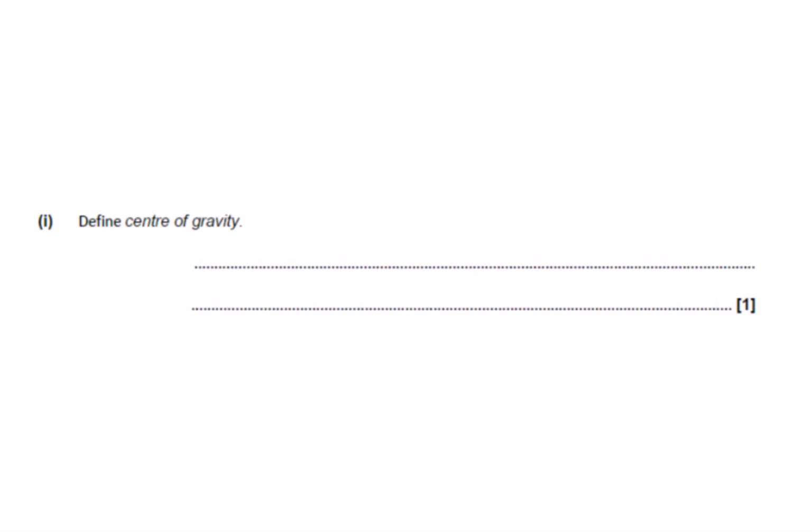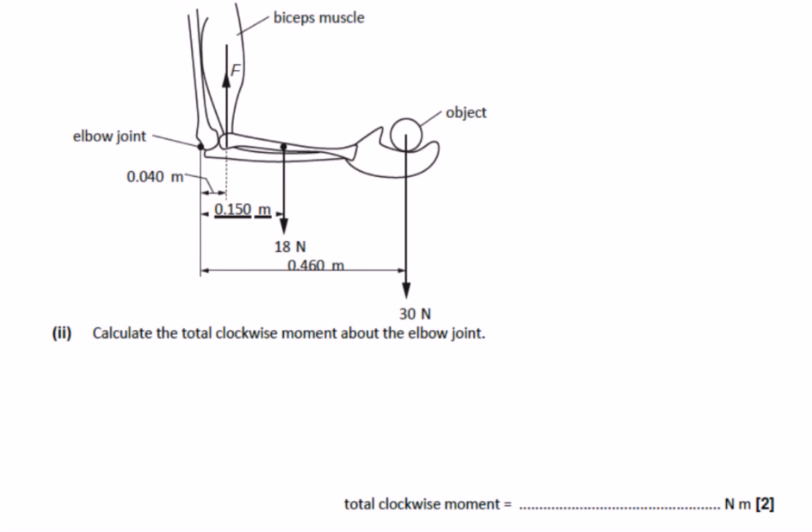So let's get on to these bits. Define the centre of gravity. That's the point where the weight of the object appears to act. I won't bother writing that out. And here we go. Part 2.